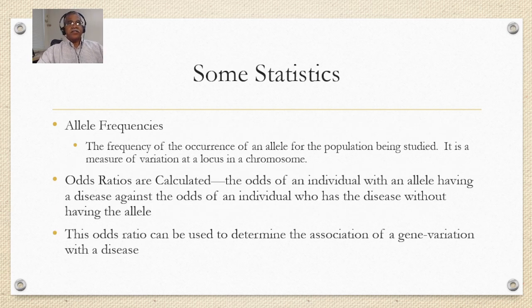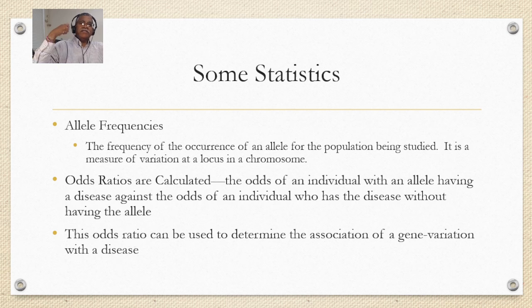You learn some statistics like allele frequency, which is the population of an allele being studied. It is a measure of a variation at a position in a chromosome. Then you calculate the odds ratio. So that's the odds ratio in this case: somebody with that allele or that SNP or that characteristic having a disease against somebody who does not.